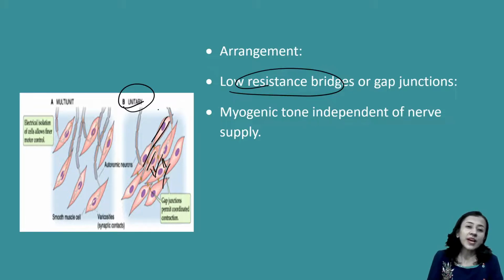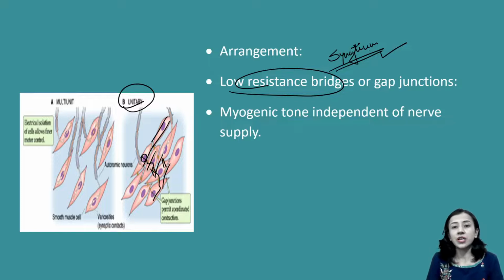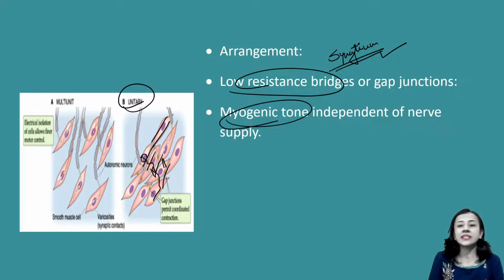So you can say that when an action potential comes here, it will be transferred to the second, to the third, to all. So you can say that they act as a syncytium, or single unit. Okay, these are unitary or single unit. They have their own myogenic tone, and this myogenic tone is not dependent on the nerve supply. Means when one muscle fiber has got an action potential, it will pass through all, in the absence of the nerve supply also.